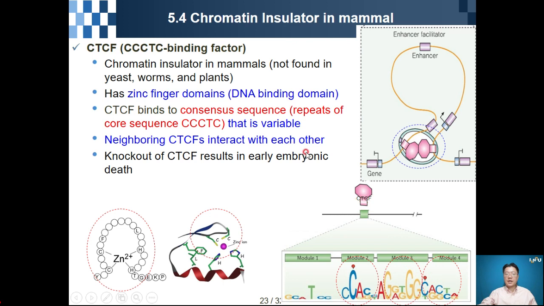Also, we found that knockout of CTCF results in early embryonic death. It means that CTCF plays an important role in embryonic development.